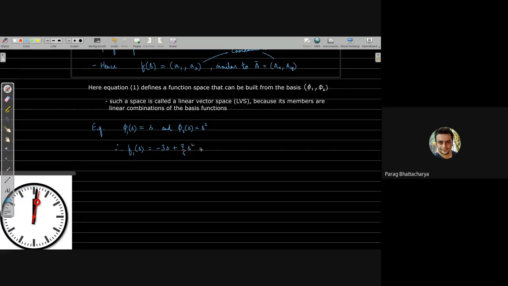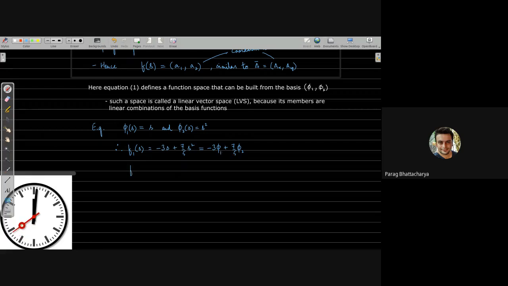You can immediately see here, in minus 3s plus 7 by 5 s square, wherever there is s, I could just replace it, because s is nothing but phi1. Phi1 is nothing but s. So wherever there is s, I replace it with phi1, and wherever there is s square, I replace it with phi2. So you can see here, this f1 can be written as a linear combination of phi1 and phi2.